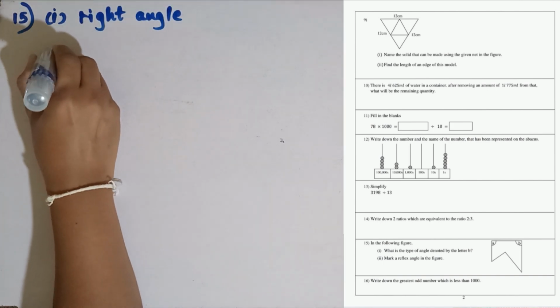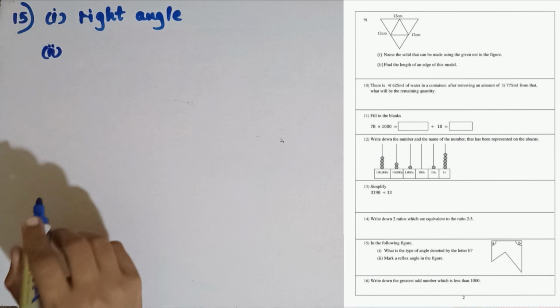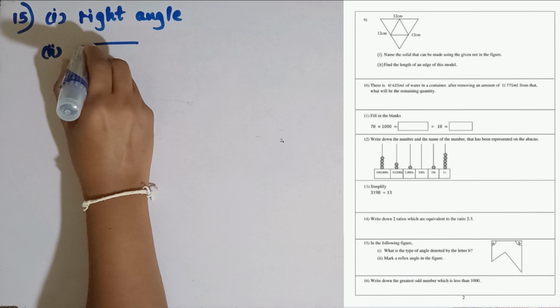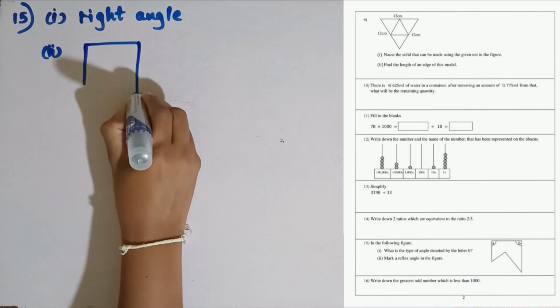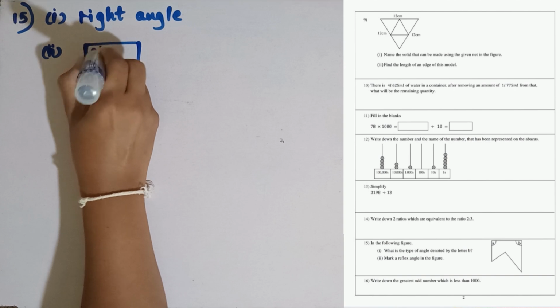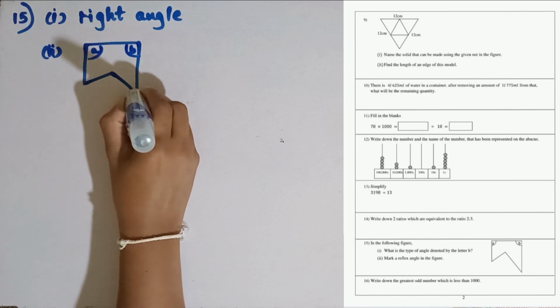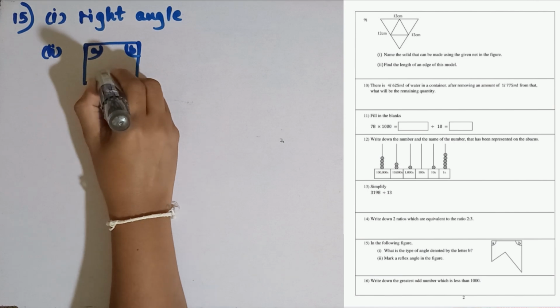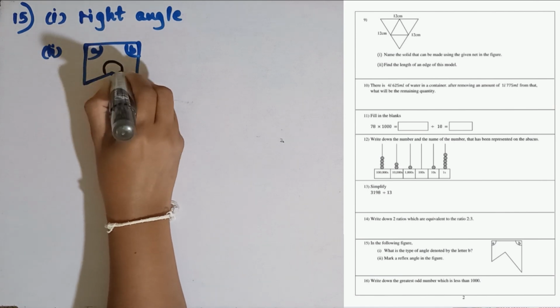Then second part, mark a reflex angle in the figure. If I draw the figure like this, this is the figure we are given. This is A and B. Then I can mark a reflex angle like this. This is a reflex angle.